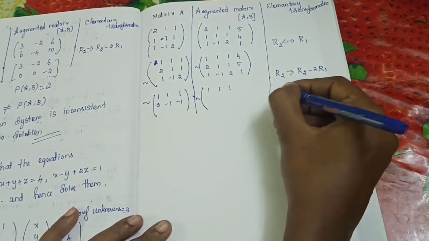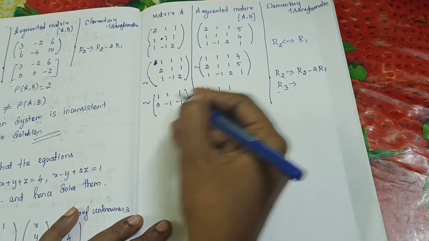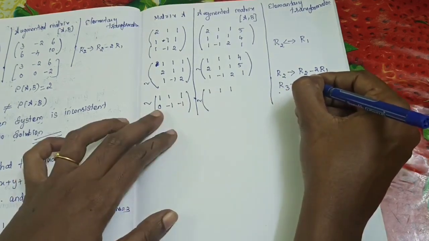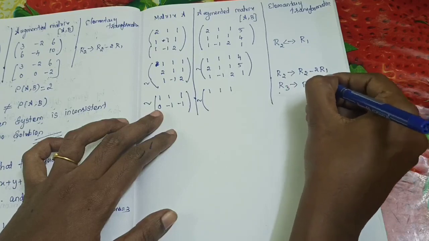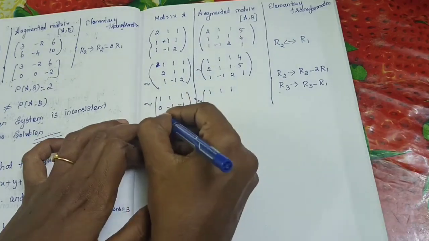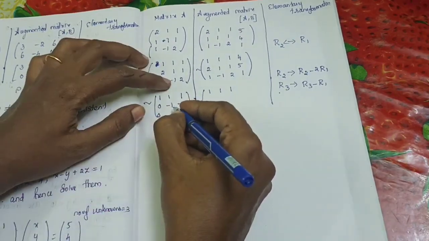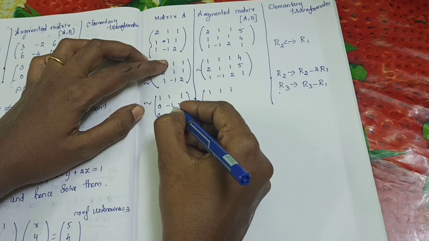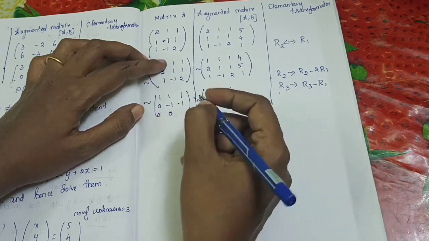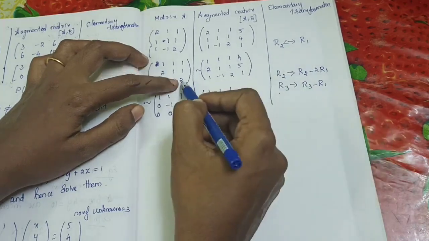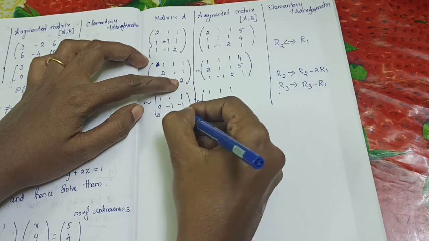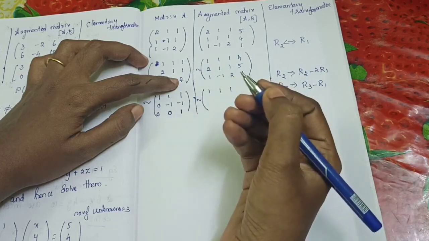Afterwards we will complete. Next, R3 also you need to make the first entry 0. So what will you do? R3 minus R1. Directly you will get 0. Then minus 1 minus of minus, so minus 1 plus 1, you will get 0. Then R3 minus R1: 2 minus 1 means how much you will get? 1, yes. 2 minus 1 means you will get 1.